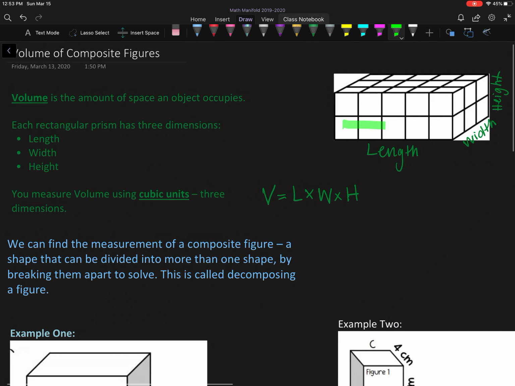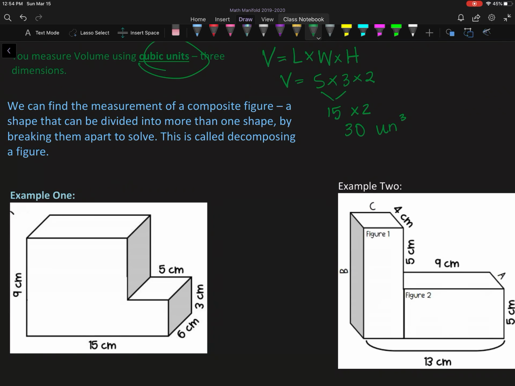So if I'm looking at this shape here, I have 5 units for a length. I've got 3 units for my width, and then I've got 2 units for my height. So I am going to do volume equals 5 times 3 times 2. So 5 times 3 is 15, times 2 is 30. And then we're always going to label with units cubed. You can write out cubic units, it's written right here, or you can use the abbreviation and then add a little 3 for my exponent. So you'll see here we've got centimeters, so these would be cubic centimeters.